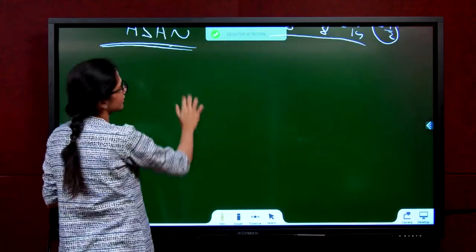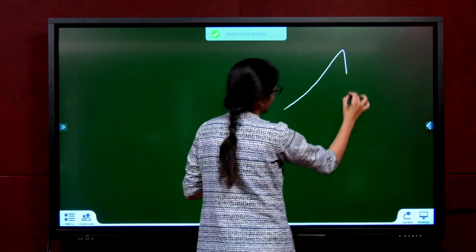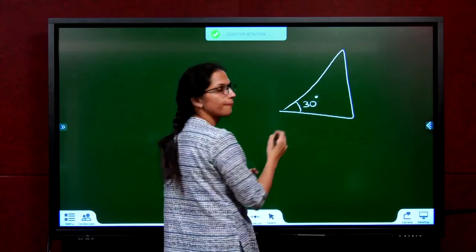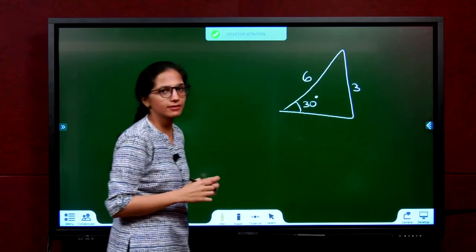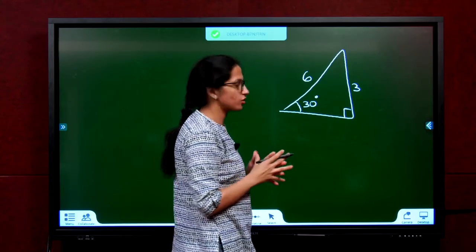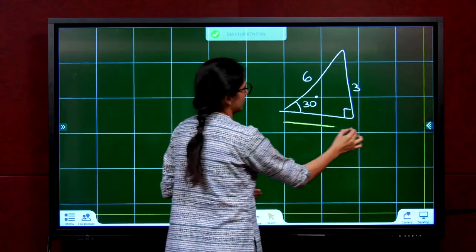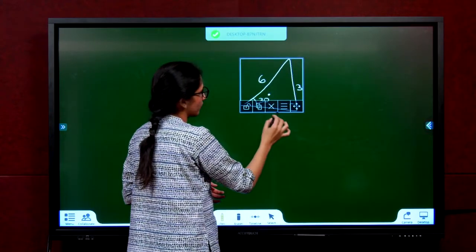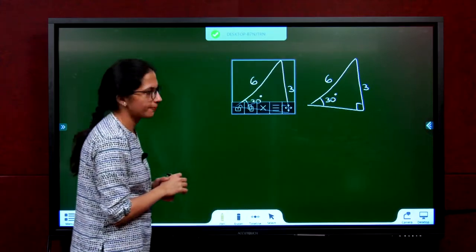What exactly is trigonometry? If I have a triangle, let us say, whose angle here is 30 degrees. This side is, let's say, 3 meters and this side is, let's say, 6 meters. There should be a 90 degree. For the trigonometry ratios that we are handling, one angle should be 90. Okay, now carefully listen. Let us say I have this triangle here.